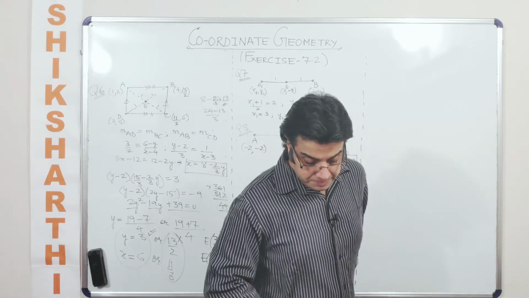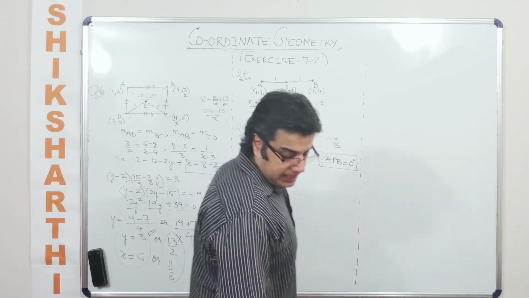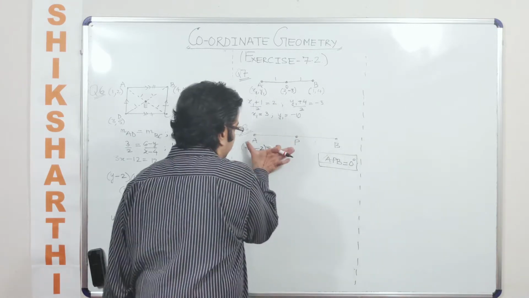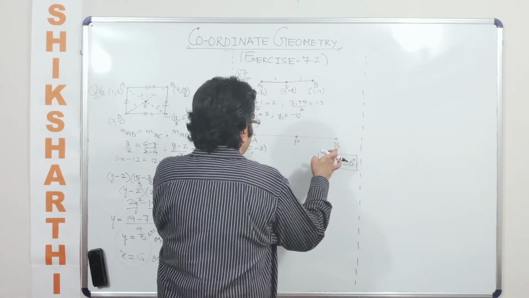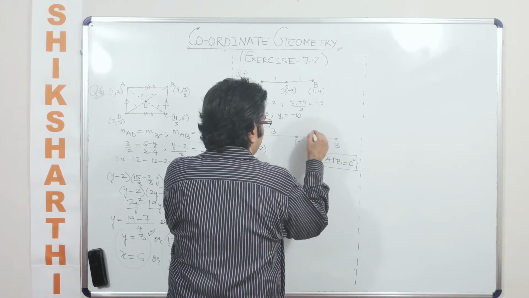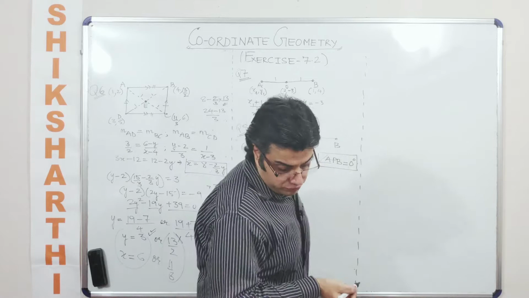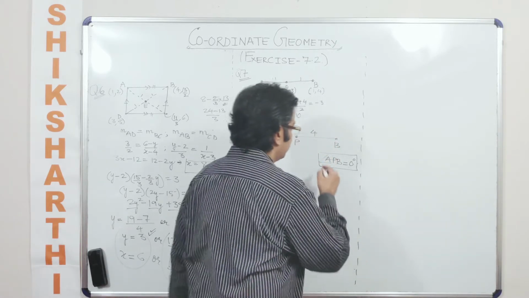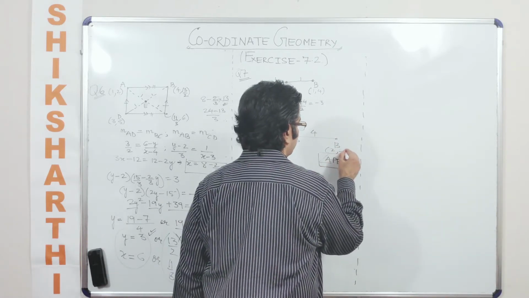Okay. And it is given that AP is 3/7 of AB. So if AB is 7 units, AP becomes 3 units. In that case, PB becomes 4 units. And have they given you the coordinates of B? Yes, the coordinates of B have been given to you as 2 comma minus 4.